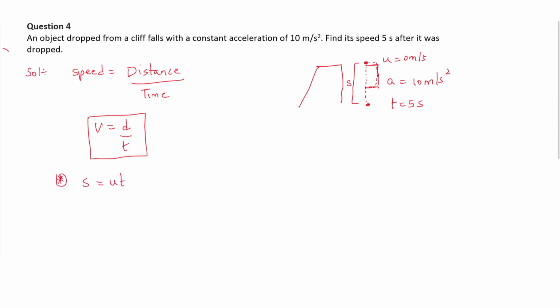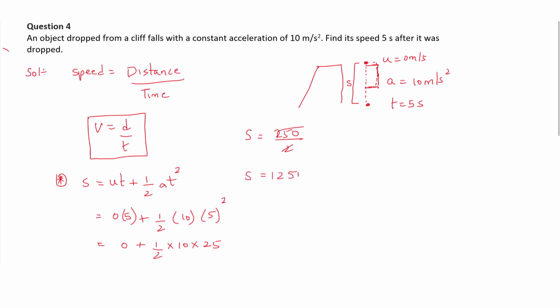Using the second equation of motion, s = ut + half at square. u is 0, time period is given as 5 seconds, plus half into acceleration as 10 and t as again 5. So that is equal to 0 plus half into 10 into 25. Therefore s will be equal to 250 by 2, that is s equals 125 meter.